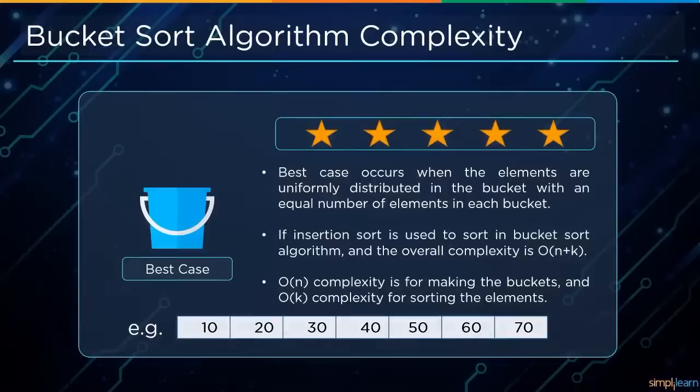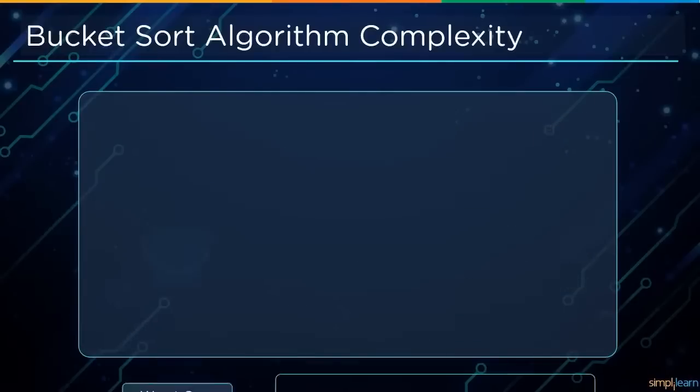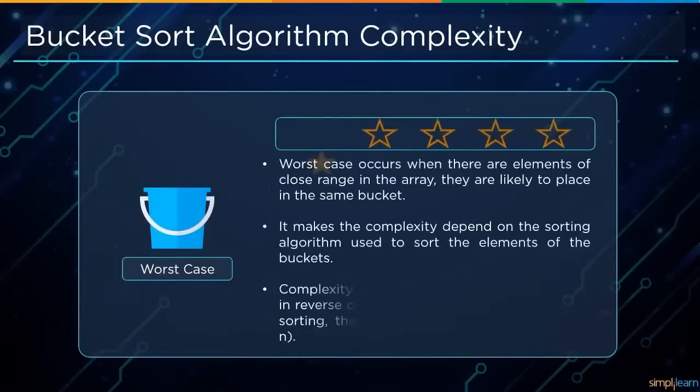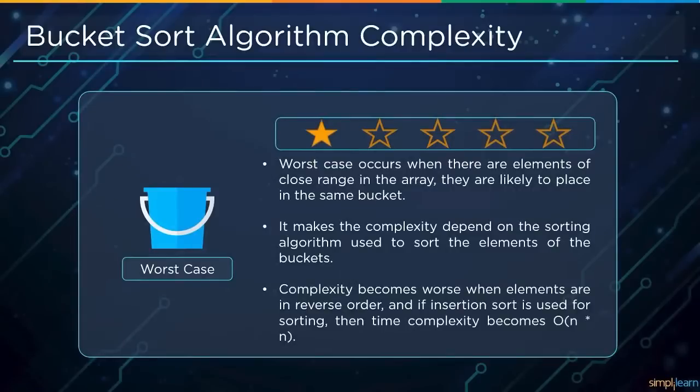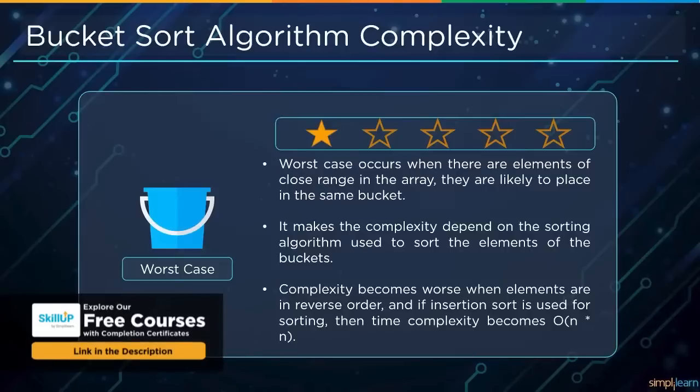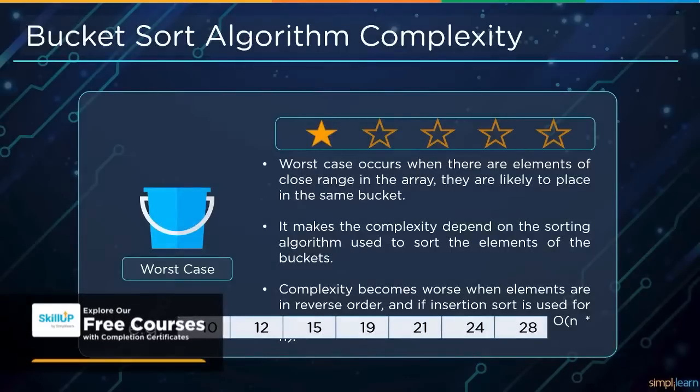After understanding the best case, now we will see how the worst case occurs in the bucket sort algorithm. The worst case occurs when there are elements of close range in the array. They are likely to be placed in the same bucket. It makes the complexity depend on the sorting algorithm used to sort the elements of the buckets. Complexity becomes worse when all the elements are in reverse order, and if insertion sort is used for sorting, then time complexity becomes O of n into n.